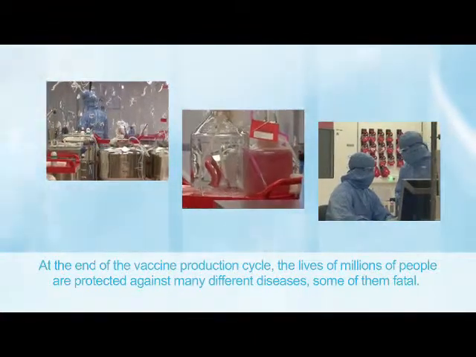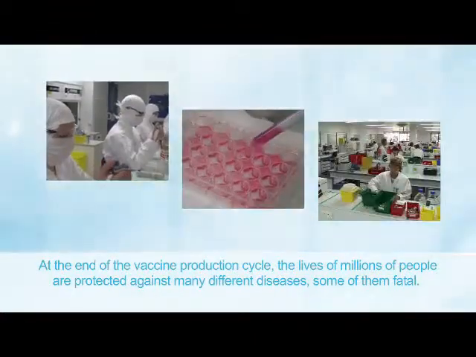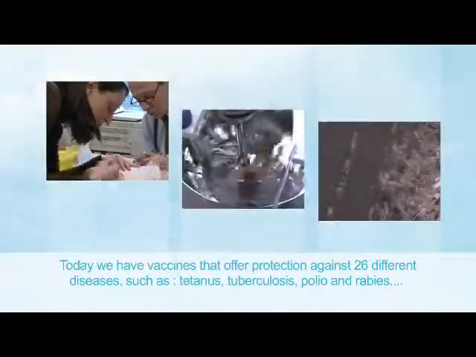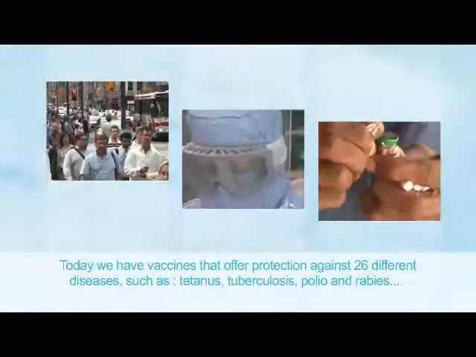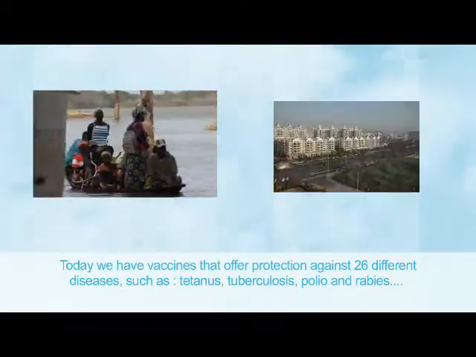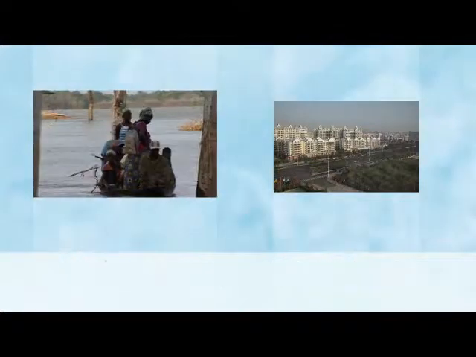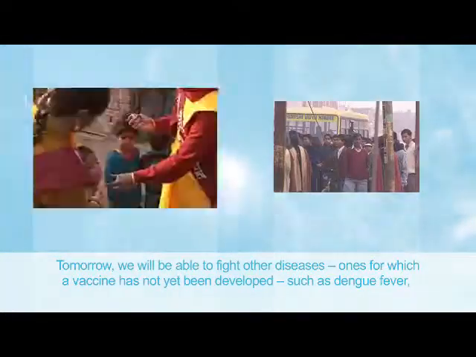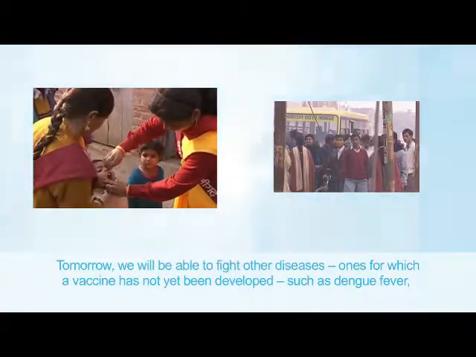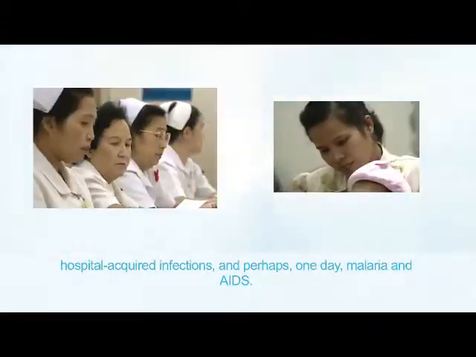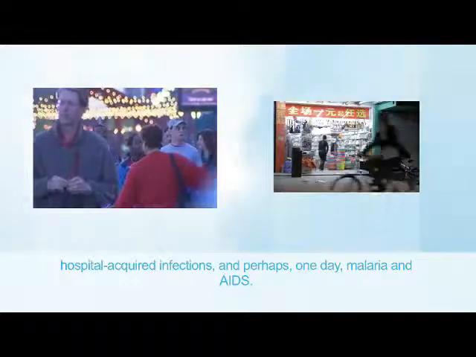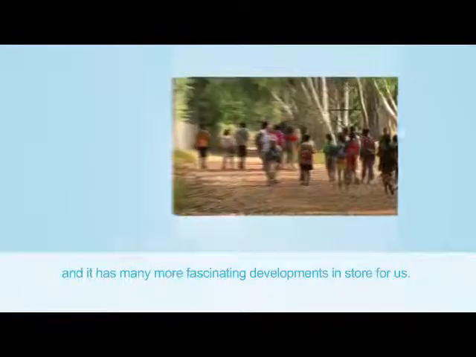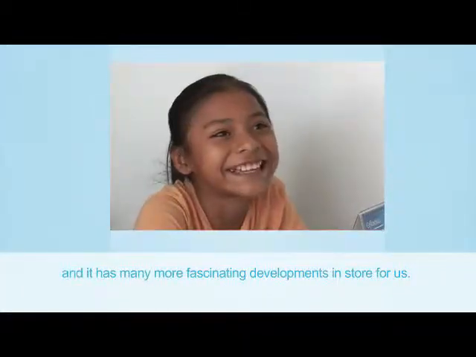At the end of the vaccine production cycle, the lives of millions of people are protected against many different diseases, some of them fatal. Today we have vaccines that offer protection against 26 different diseases, such as tetanus, tuberculosis, polio and rabies. Tomorrow, we will be able to fight other diseases, ones for which a vaccine has not yet been developed, such as dengue fever, hospital-acquired infections, and perhaps one day, malaria and AIDS. Vaccination is one of the most innovative fields of medical research, and it has many more fascinating developments in store for us.